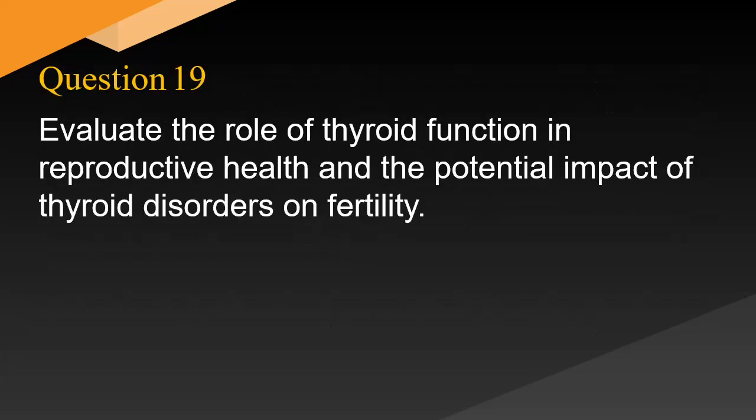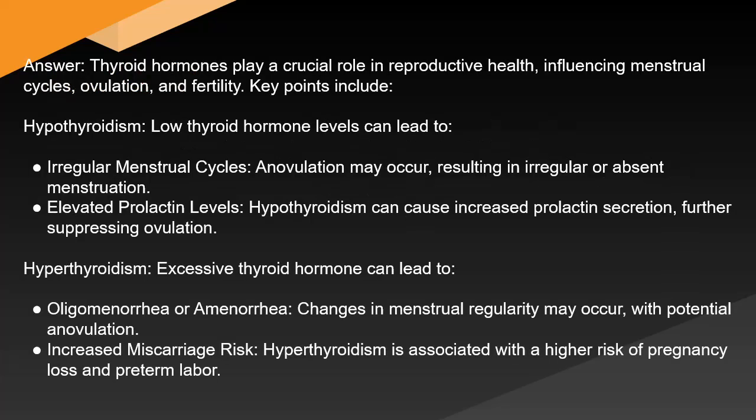Evaluate the role of thyroid function in reproductive health and the potential impact of thyroid disorders on fertility. Answer. Thyroid hormones play a crucial role in reproductive health, influencing menstrual cycles, ovulation, and fertility. Key points include hypothyroidism. Low thyroid hormone levels can lead to irregular menstrual cycles. Anovulation may occur, resulting in irregular or absent menstruation. Elevated prolactin levels. Hypothyroidism can cause increased prolactin secretion, further suppressing ovulation.